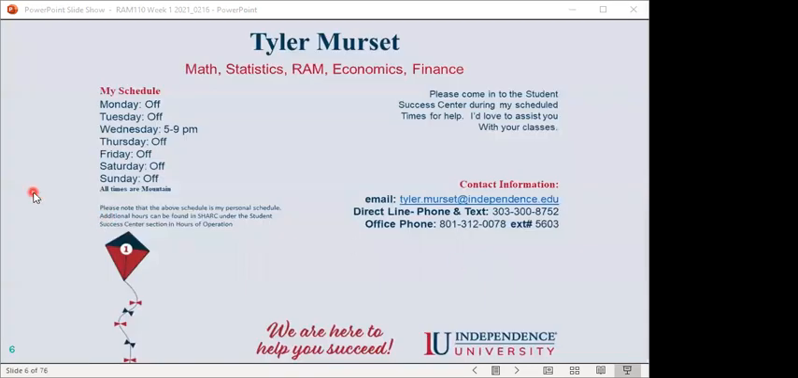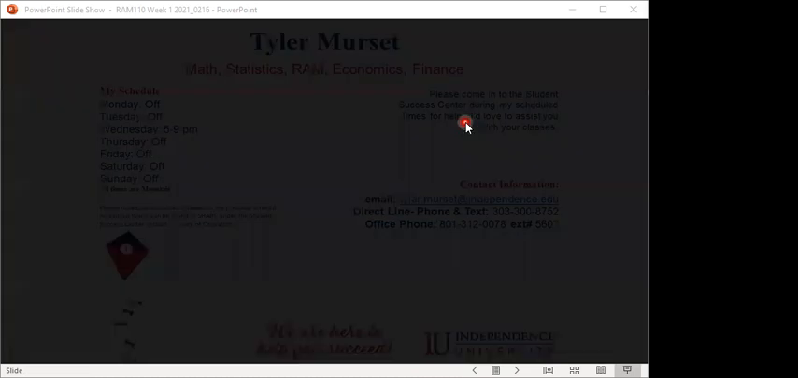And here's Mr. Merset's hours. These will be posted each week. They change. So this week you can see that he's on Wednesday, 5 to 9 p.m., and then he's off the rest of the week. But again, the Writing Center is there for you. So he doesn't have many hours available this particular week, but you can always schedule something with him, and if not with him, with certainly one of the other instructor team members.